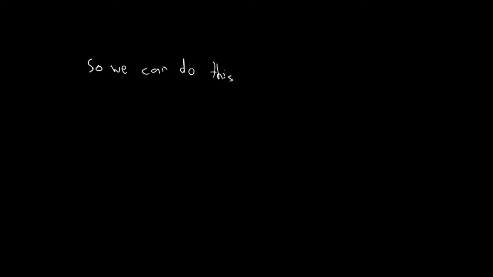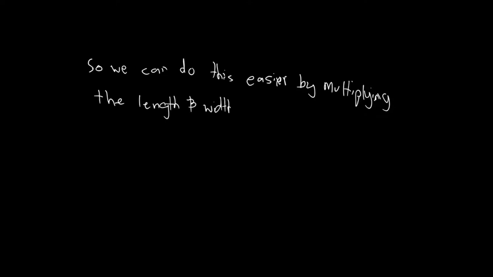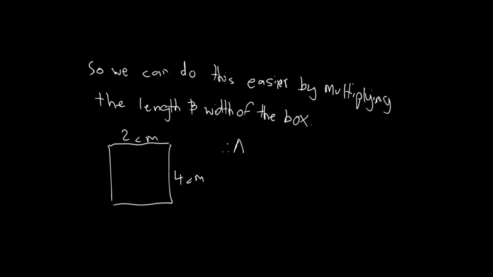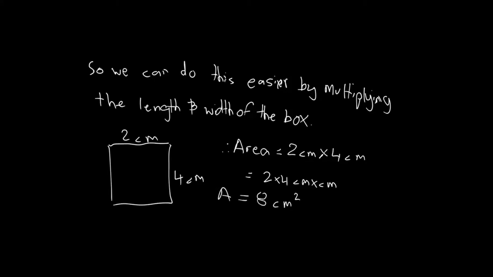So now we can do this process a little bit easier without having to actually add up all the boxes. We can do this by multiplying the length and the width of the shape that we're talking about. So in this case, it's a box. So here I've got a box 4 centimeters by 2 centimeters. So its area would be the length times the width, which is just 2 centimeters times 4 centimeters. So we know this is 8, but it's centimeters times centimeters, so I get 8 centimeters squared, which is where my unit comes from in terms of area.